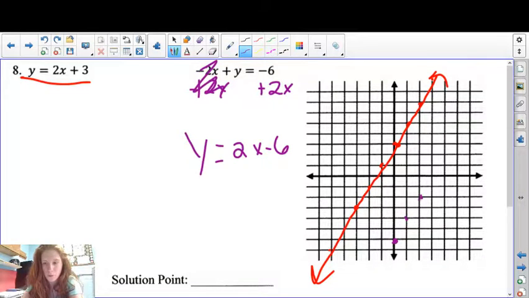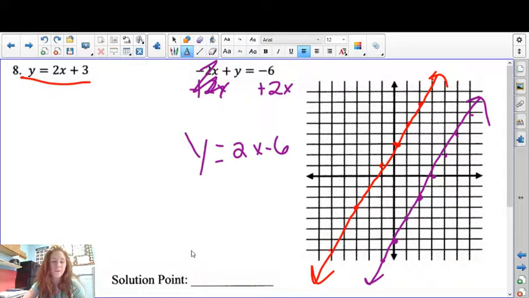Up 2 to the right 1, and again, up 2 to the right 1. What the heck? They're not meeting. They don't meet.